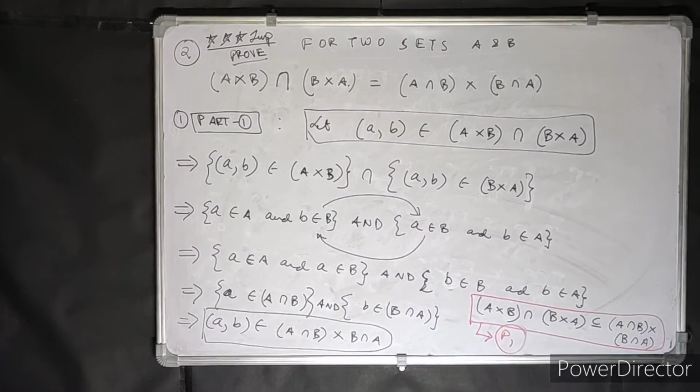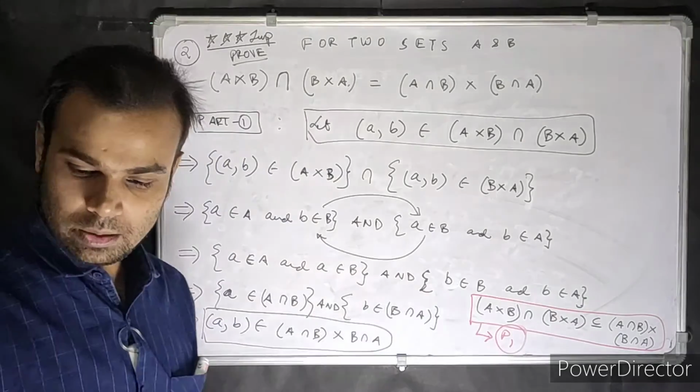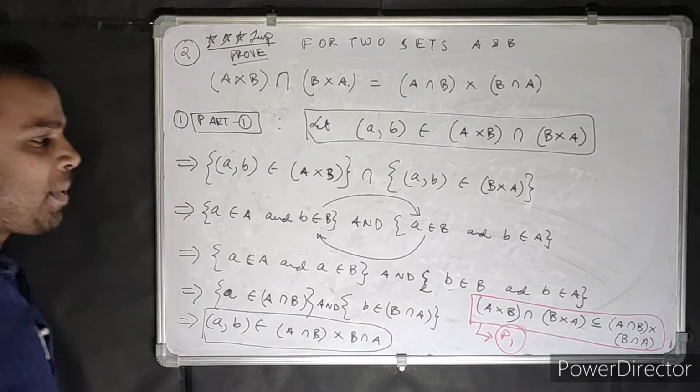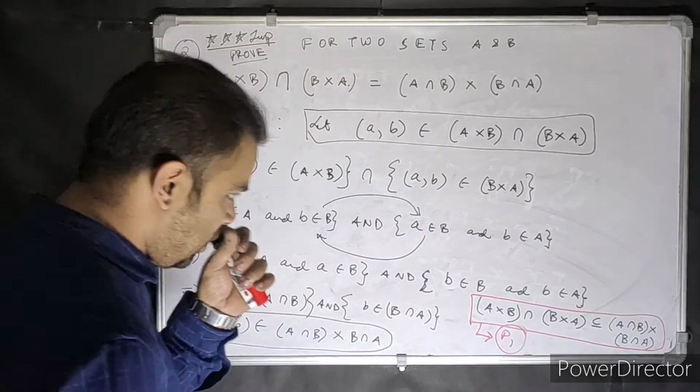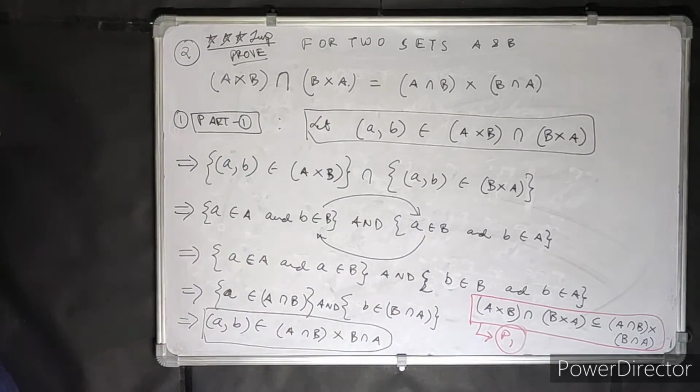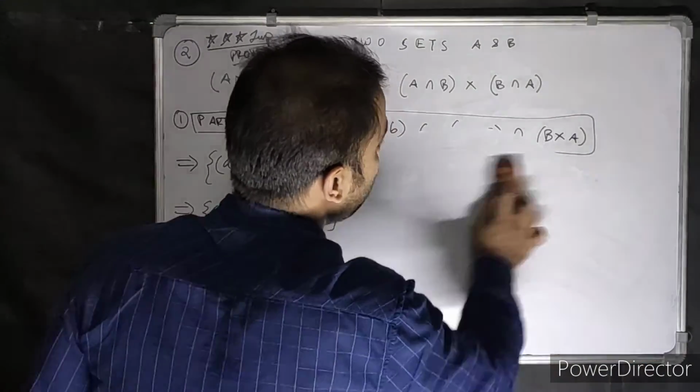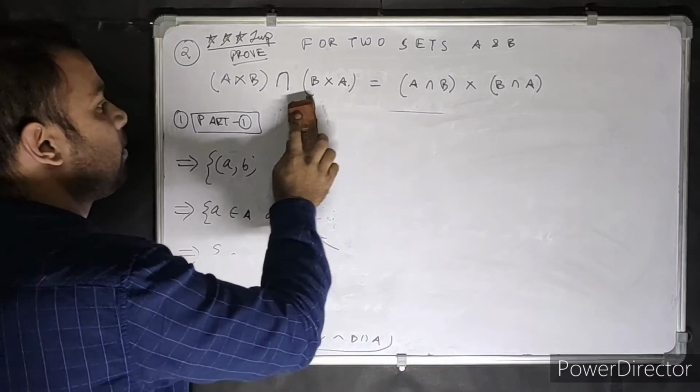Okay. Now we'll go to the next proving. The next way, I mean part 2. From part 1 and part 2 only we can say that they are equal to each other, not only from part 1. You cannot do one-way proving. You have to do two-way proving. So let's go on to part 2.